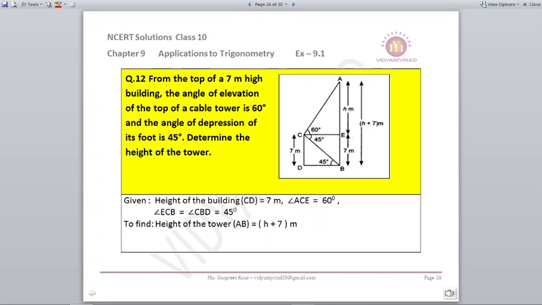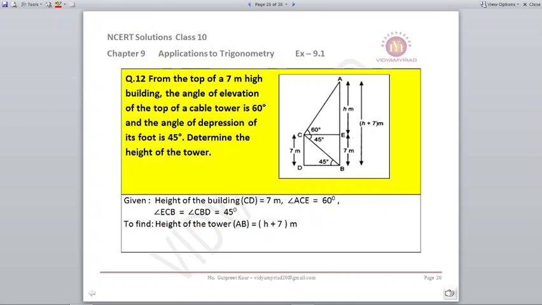We are also given that ACE is 60 degrees and we are also told ECB is 45 degrees. So if ECB is 45, that means CBD will also be equal to 45 degrees. Why are we doing this? We have to find out CE.